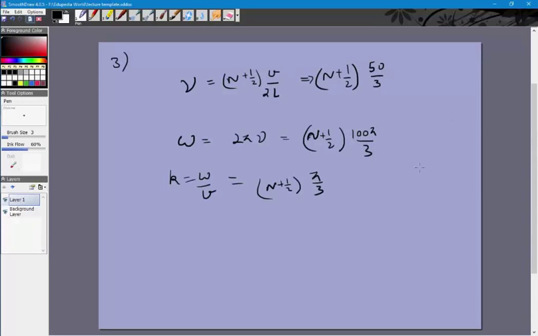Now in the first option, K is pi by 6, which is true for n is equal to 0, and omega is 50 pi by 3, which is true for n is equal to 0 again. So A is true, it can be possible. B says K is pi by 3, which is not possible because n has to be an integer, so B is false. What about C?